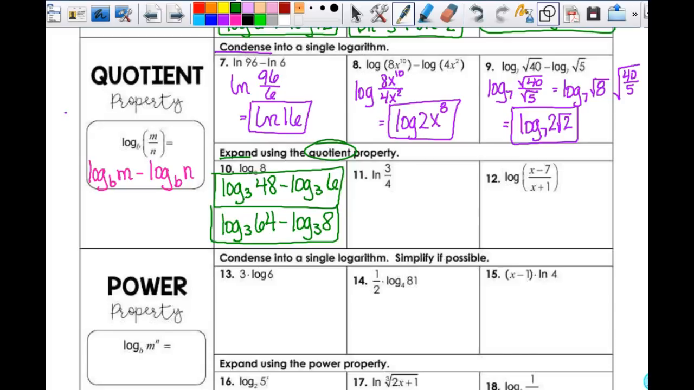All right, so the natural log of 3/4. So we're expanding using the quotient property. I can do this a couple of different ways. This is the natural log of 3 minus the natural log of 4. That's the most basic and probably obvious, easy way to do that. But that's not the only answer.